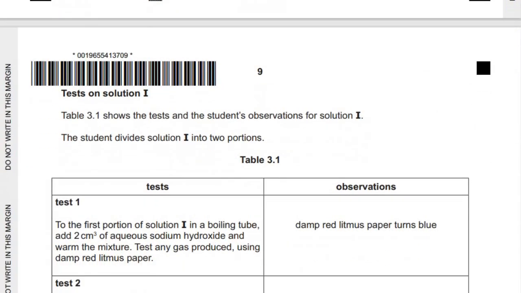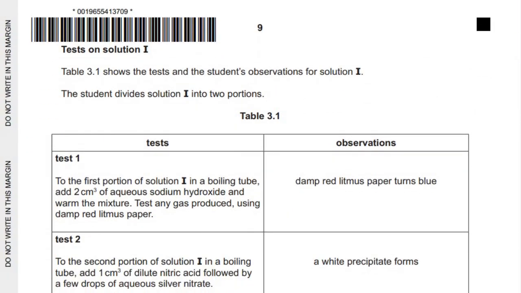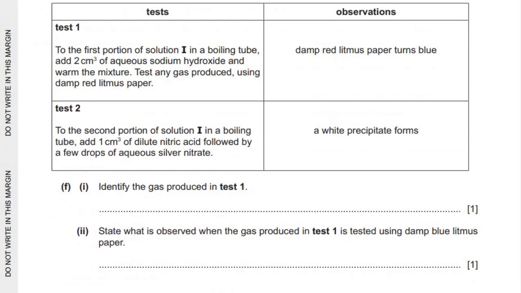Let's go to the next part. Now these are the tests on solution I. Table 3.1 shows the tests and the student's observations for solution I. The student divides solution I into two portions. The first portion of solution I, in a boiling tube add 2 centimeter cube of aqueous sodium hydroxide and warm the mixture. Test any gas produced using damp red litmus paper. Red litmus turns blue. So now if the red litmus paper turns blue, obviously the gas produced is ammonia gas.